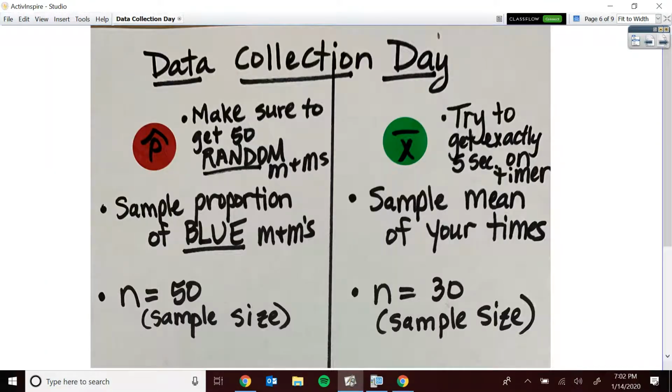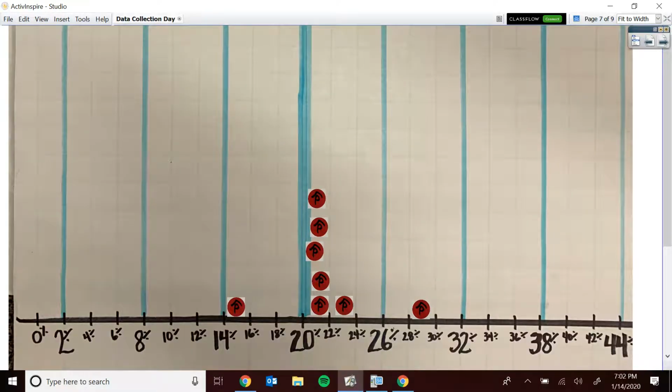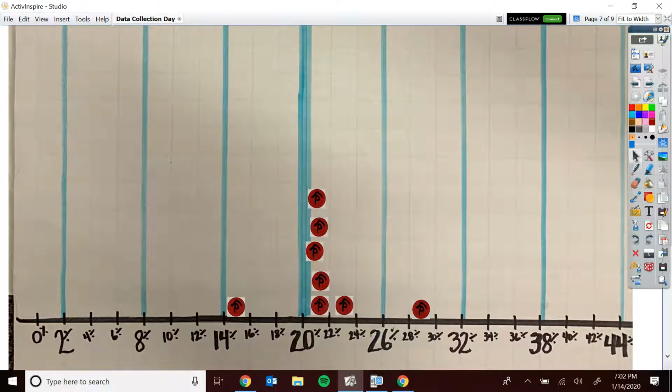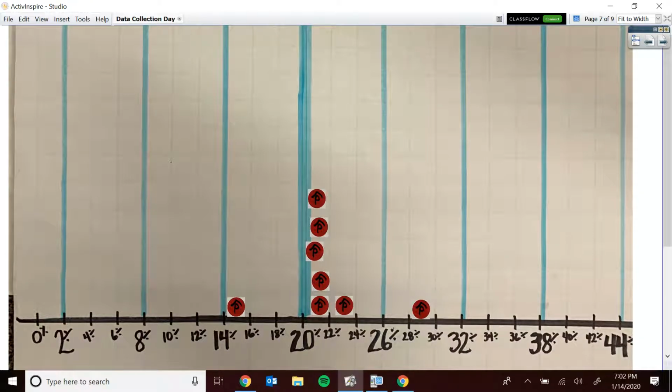I'm going to take my little P hat sticker. It's not blue, but it's red, so deal with it. And I'm going to put that over here on the proportion chart. And I need to make sure that I put it on there correctly. So let's take a look at this.